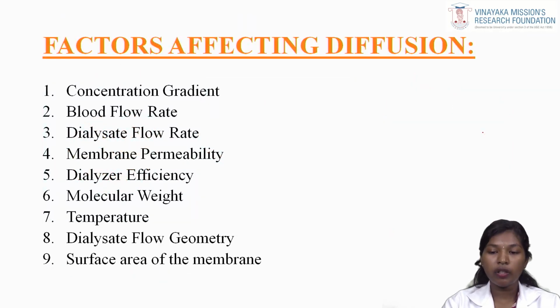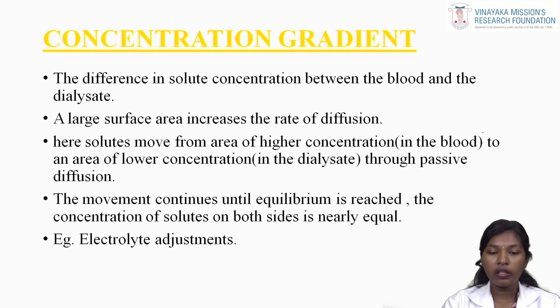Factors. What are the factors which affect the diffusion? Concentration gradient, blood flow rate, dialysate flow rate, membrane permeability, dialyzer efficiency, molecular weight, temperature, dialysate flow geometry, surface area of the membrane. Concentration gradient: here, the difference in the solute concentration between the blood and dialysate. A large surface area increases the rate of diffusion, and the solute moves from higher concentration to lower concentration through the semi-permeable membrane. Movement continues until equilibrium is reached and the solute concentration on both sides is nearly equal.